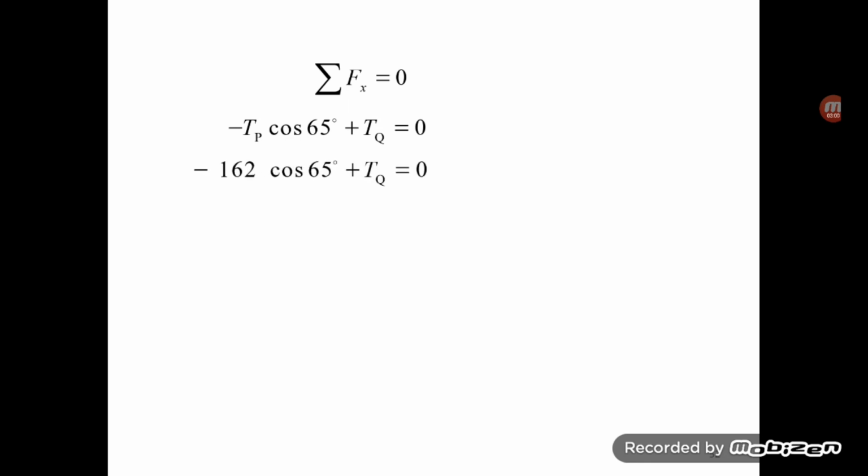Right, and then to find TQ, the summation of Fx is equal to 0. So the equation for Fx is negative TP cos 65 degrees plus TQ is equal to 0. Substitute the value of TP into the equation, and we get the magnitude of TQ is 68.5 newtons.